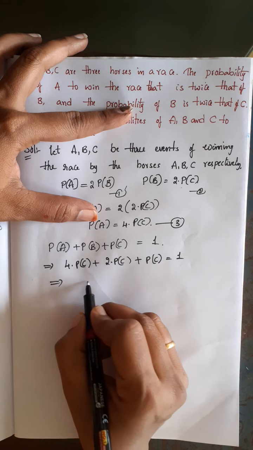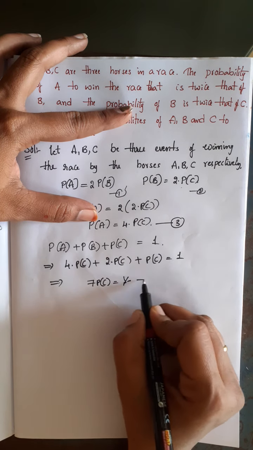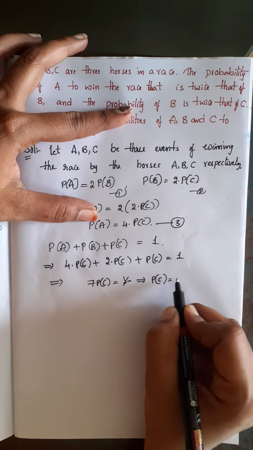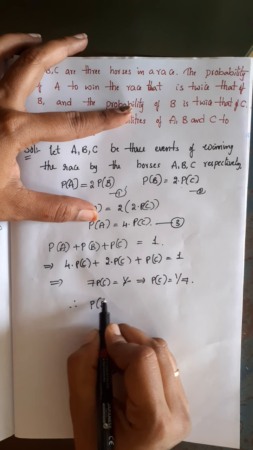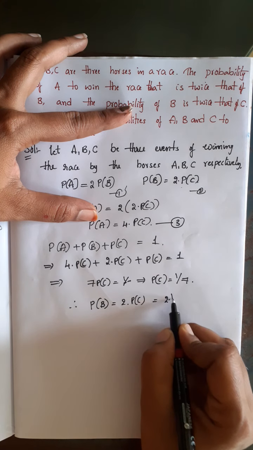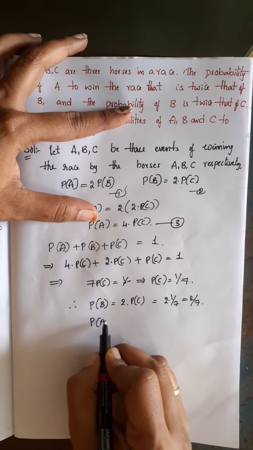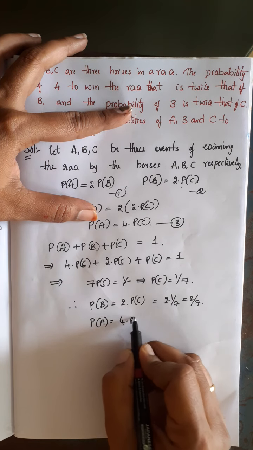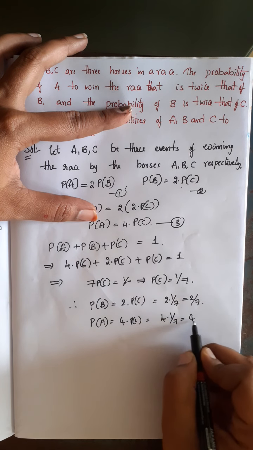This is 7 P of C is equal to 1. So that implies P of C value is 1 by 7. Therefore P of B is equal to what? 2 times P of C, that is 2 into 1 by 7, that is 2 by 7. And P of A is equal to 4 times P of C, that is equal to 4 into 1 by 7, that is 4 by 7.